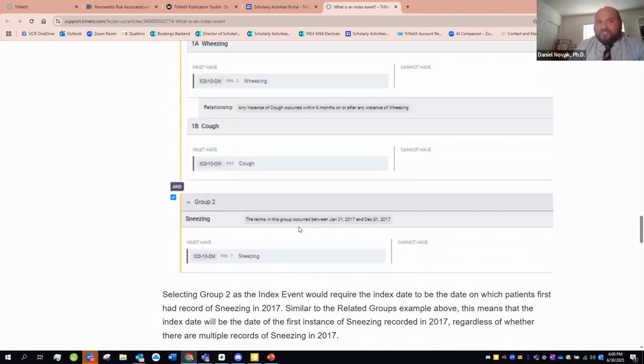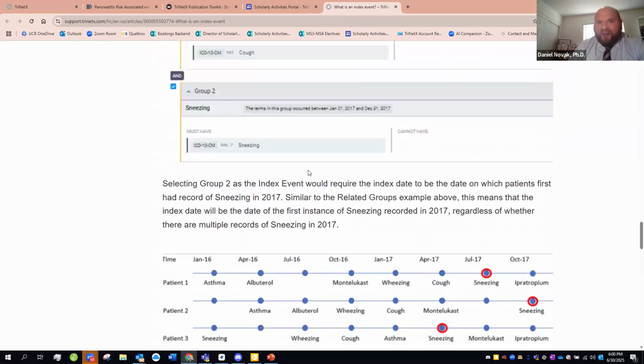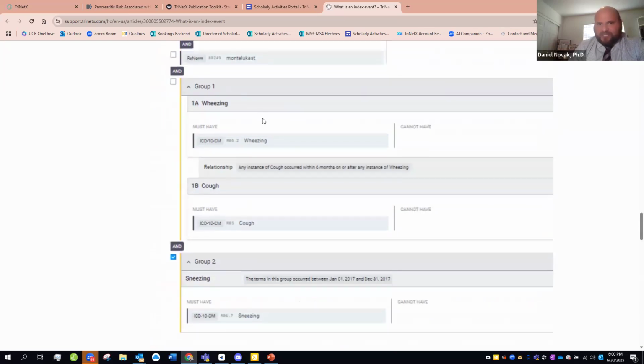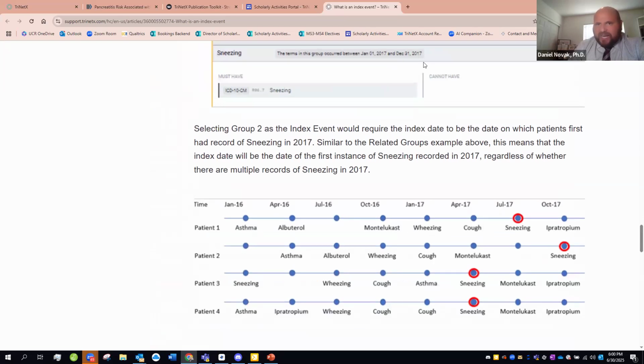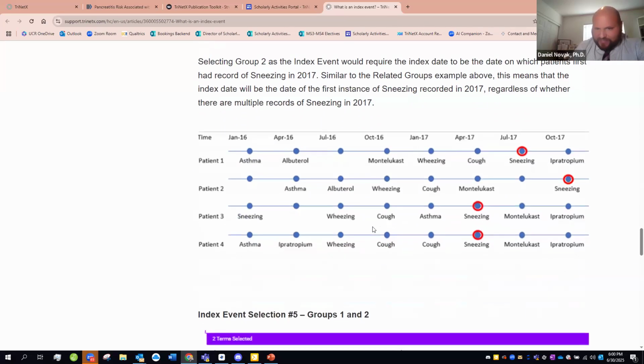Finally, again, we can include it so that these people all had all of these conditions, right? All of these things occurred at some point or another in the past. However, there's a defined date between January 2017 and December 2017. So none of the people who had sneezing in 2016 get included in our analysis.